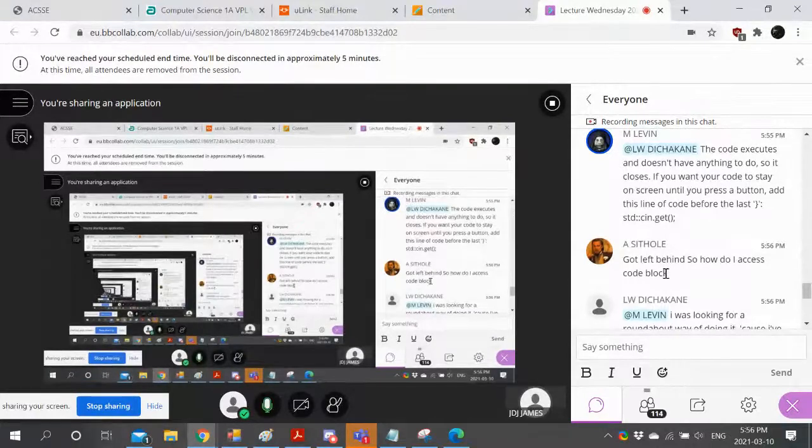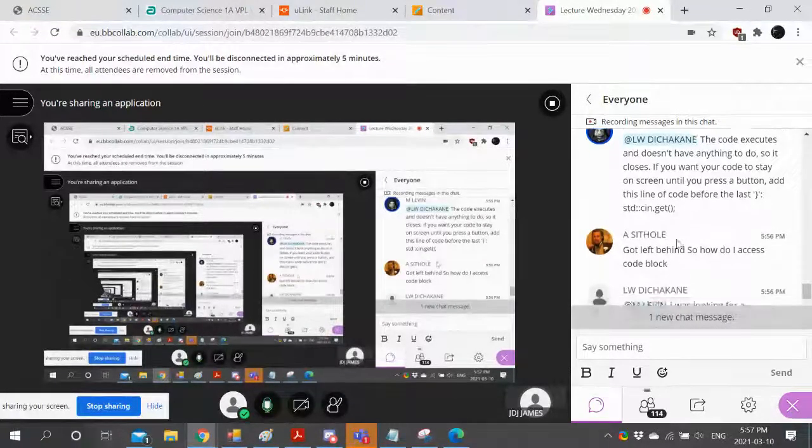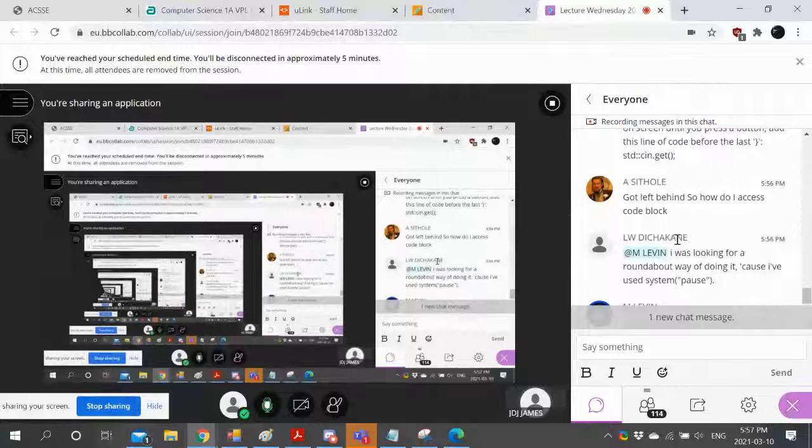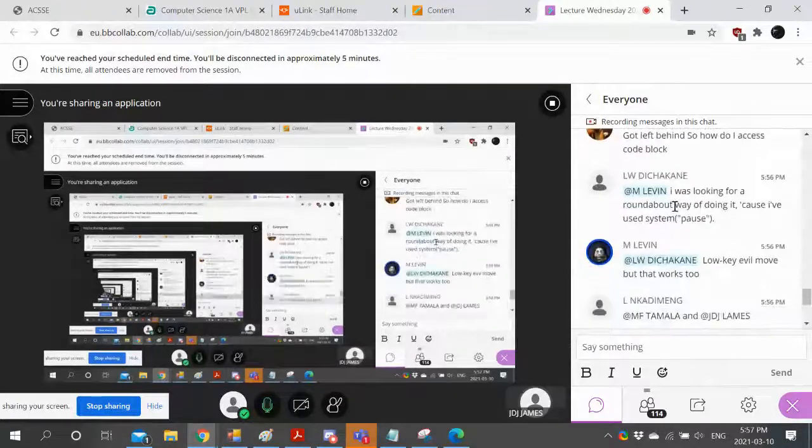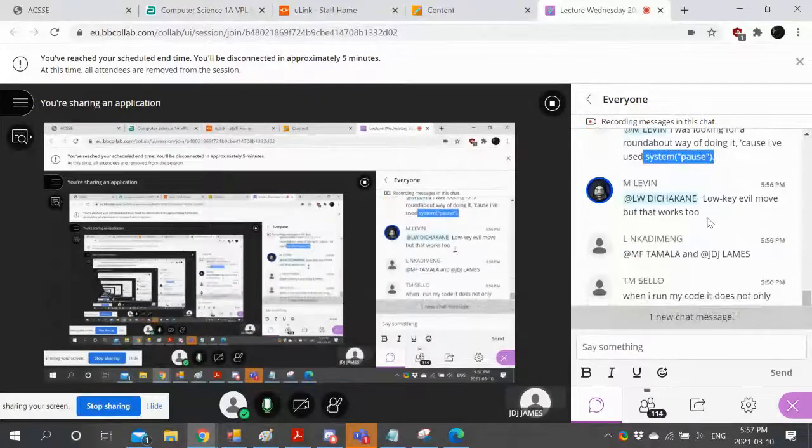So code blocks, if you look at yesterday's slide, yesterday's lecture, you'll see that we download the code blocks browser IDE and install it. We'll also upload a PDF with screenshots for people who don't want to go through the video. System pause is a perfectly fine way of pausing the code that's running.